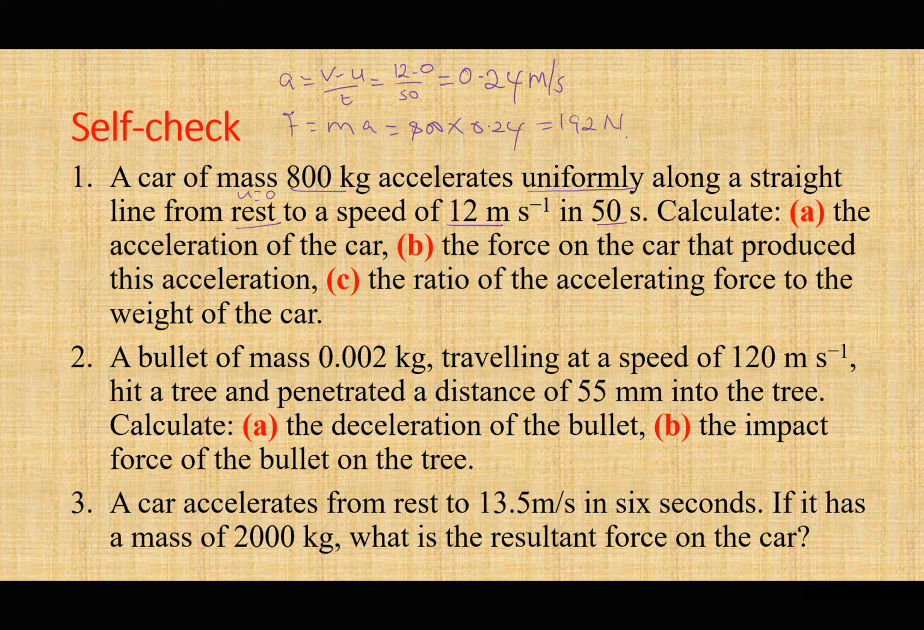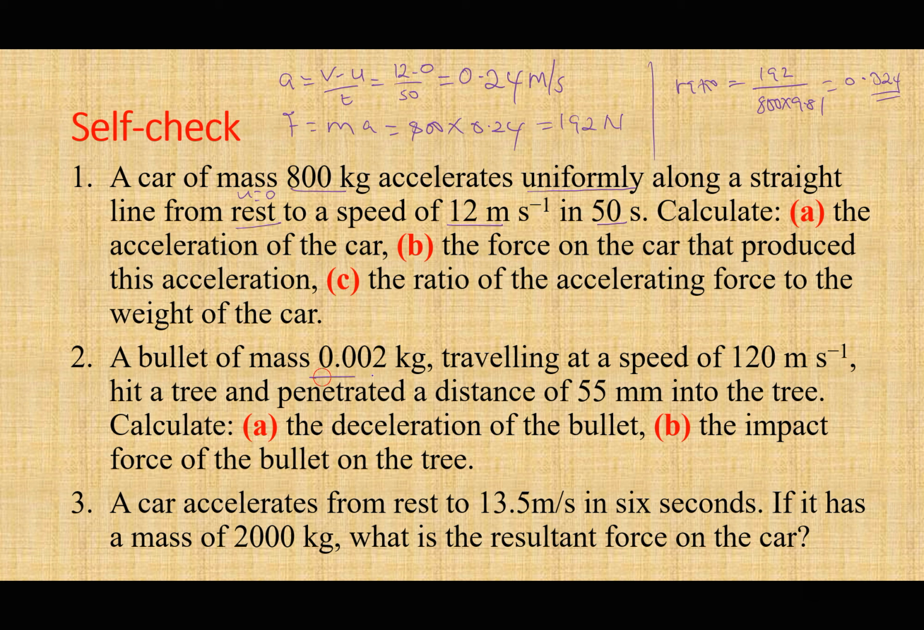And then the ratio of the accelerating force to the weight. So the ratio is simply going to be the accelerating force, 192, divided by the weight. The weight is mg, which is 800 times 9.81. So that divided by 800 times 9.81. So this ratio is going to be 0.024. There is no unit.